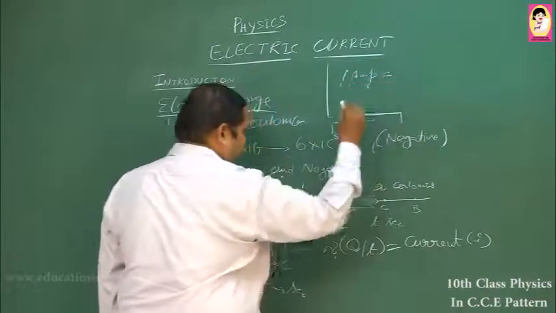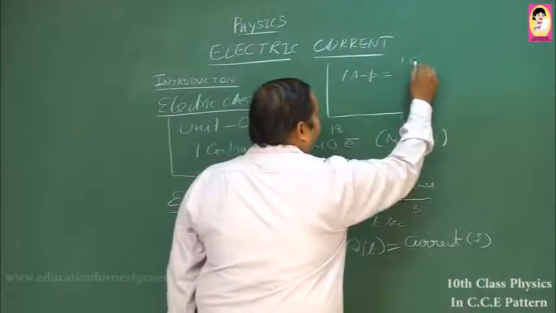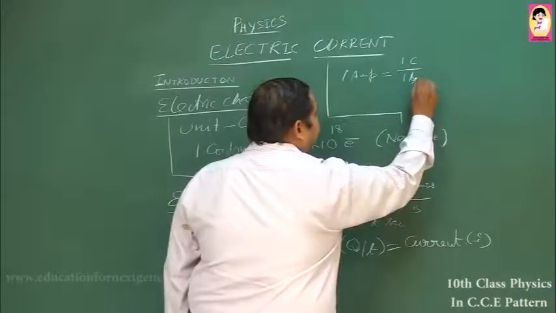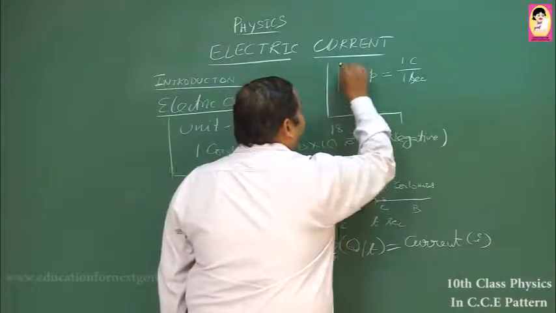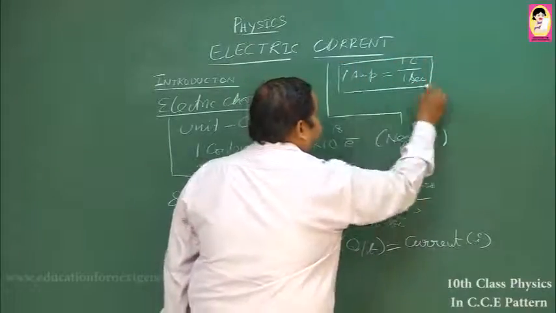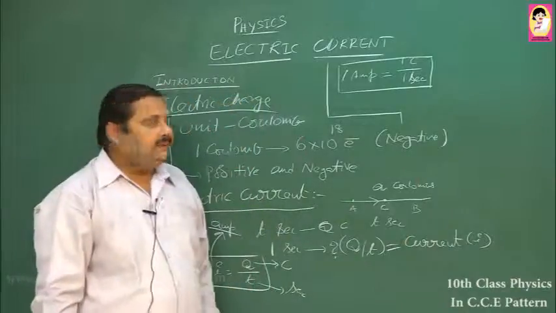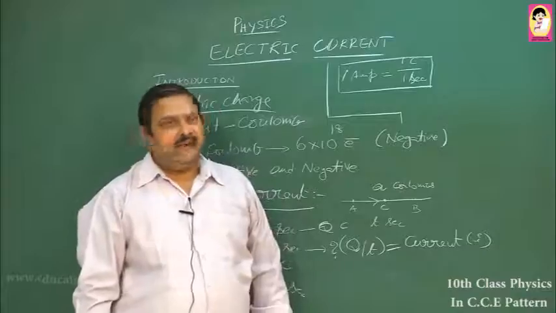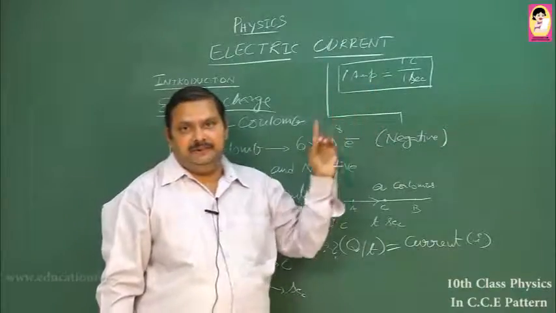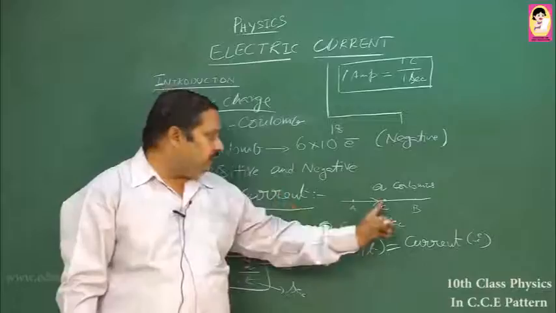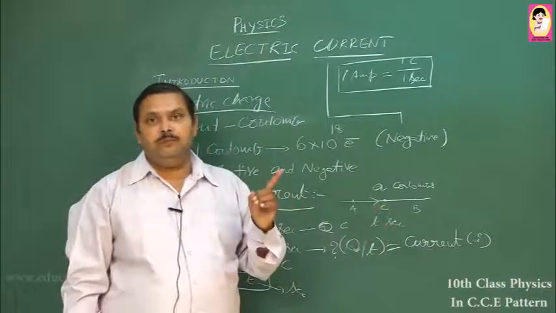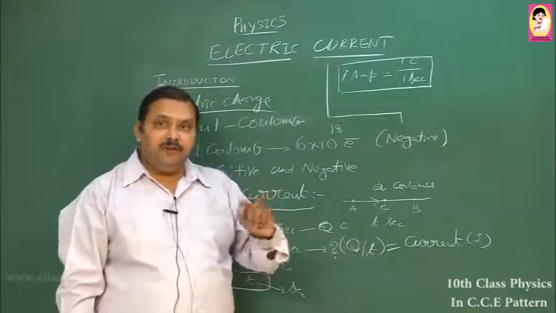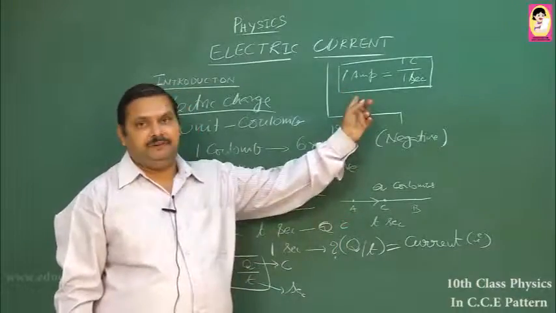1 ampere of current is equal to 1 coulomb of charge within a time interval of 1 second. So, 1 ampere of current means the flow of 1 coulomb of charge in 1 second, and that is the meaning of 1 ampere current. That means, if through this particular point C, if 1 coulomb of charge flows in a time interval of 1 second, then the flow of current is taken as 1 ampere.